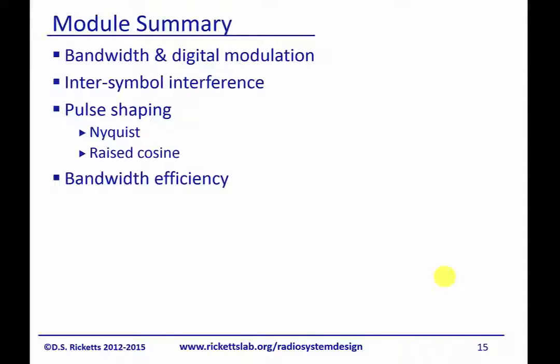So to summarize, we looked at bandwidth and digital modulation, and intersymbol interference. We talked about pulse shaping, namely Nyquist and raised cosine pulses and filters, and we also finally discussed bandwidth efficiency.